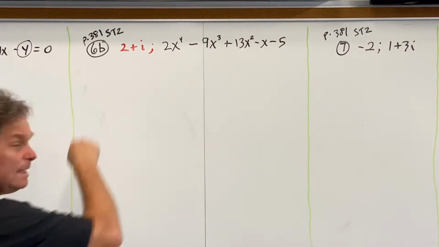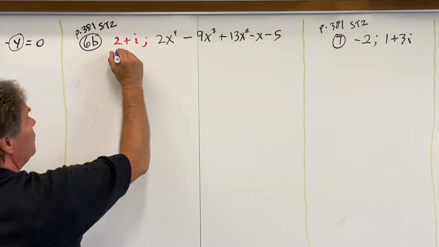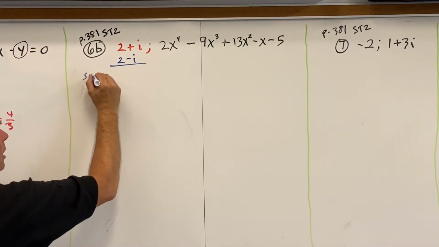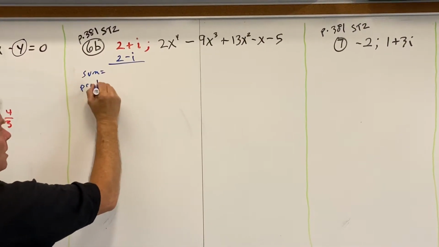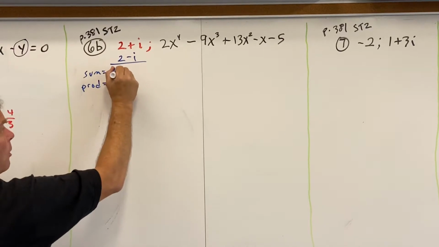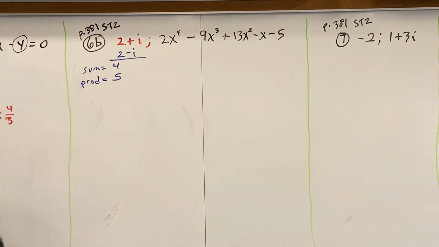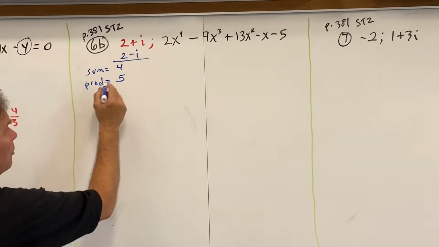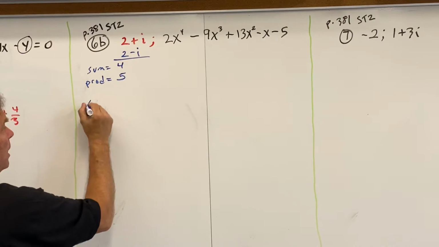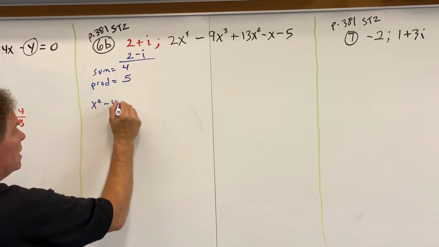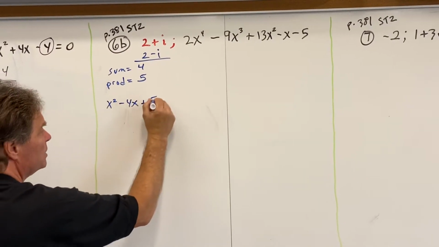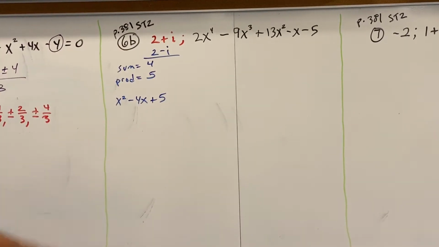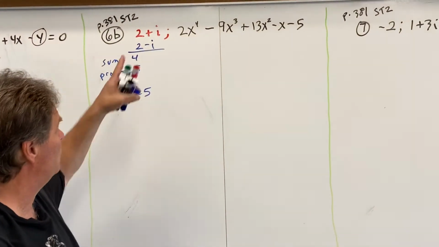6B: if 2 plus i is a root, the conjugate root theorem gives us that 2 minus i would also be a root. So I'm going to do the sum and the product. The sum of these is 2 plus 2, which is 4. The product turns out to be 5. If you FOIL that out, you'll find it's 5. So this is going to be the polynomial that contains these two roots: x squared minus the sum times x, so x squared minus 4x plus 5. That polynomial contains those two roots.